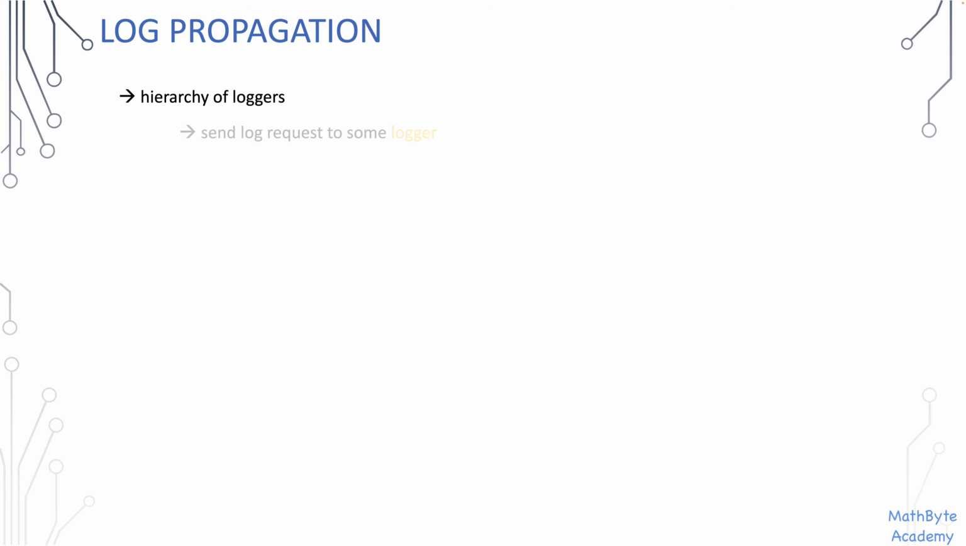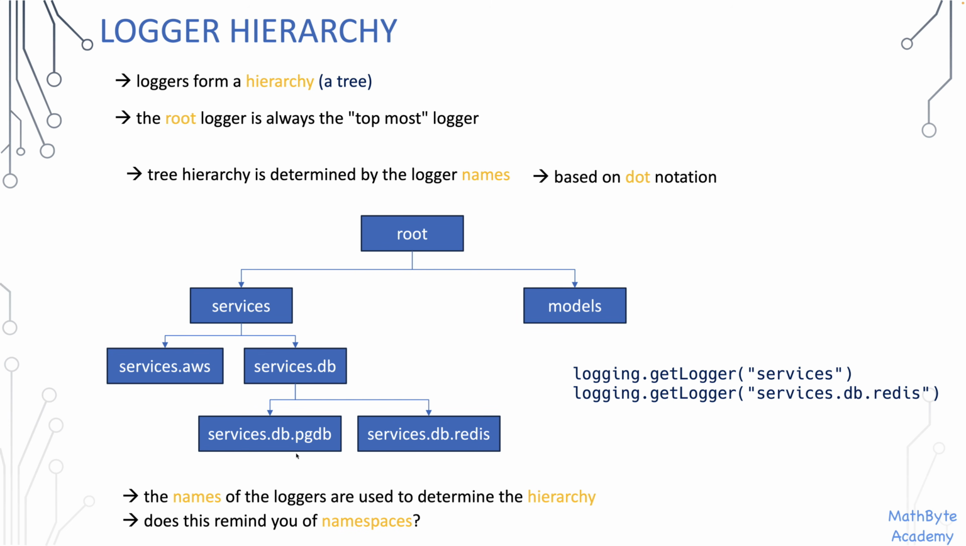So we have this hierarchy of loggers. So when we send a log request to one of those loggers, let's go back and take a look. I could be, let's say, in my module, and maybe my module mimics the names that I have for my loggers. So I've got a services folder. Under that, I've got a DB folder. And under that, I've got a PGDB module. So I've got three modules: services, DB, and the leaf one, PGDB. And in that module, I say logger equals get logger services.db.redis, or PGDB.